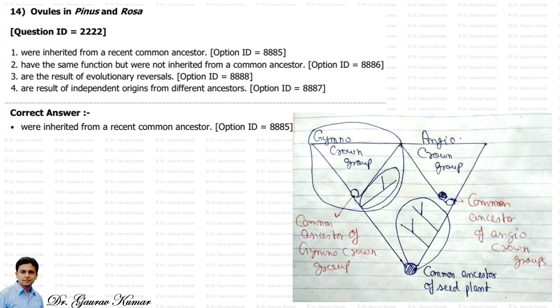Now, since the earliest branching angiosperms have primary ascidiate carpels, the most parsimonious interpretation about angiosperms will be saying that the earliest carpel was ascidiate as well. The corollary of this interpretation is that the plicate carpel of the magnoliids, eudicots, and monocots must have evolved from one of the common ascidiate carpel ancestors. Hence, they are saying that the ovule in both Pinus and Rosa are inherited from a recent common ancestor.